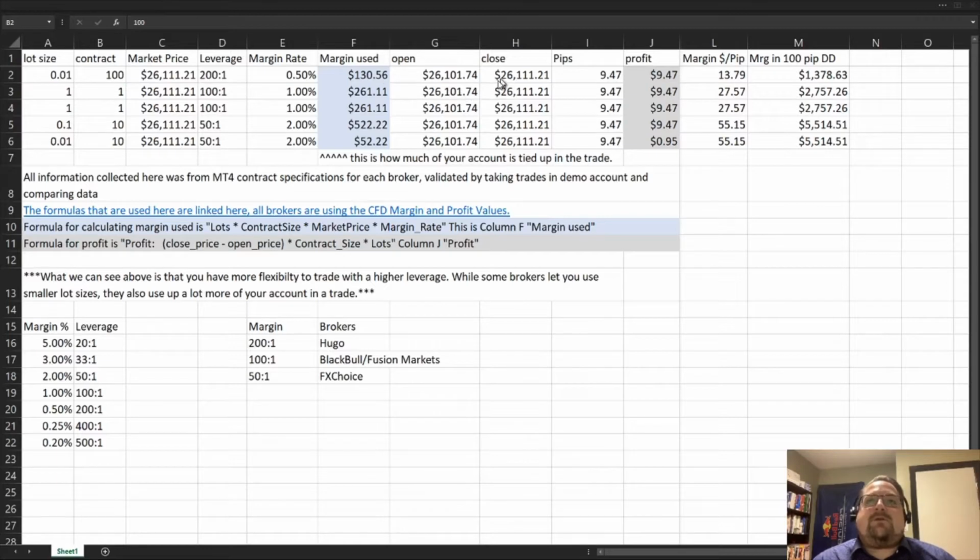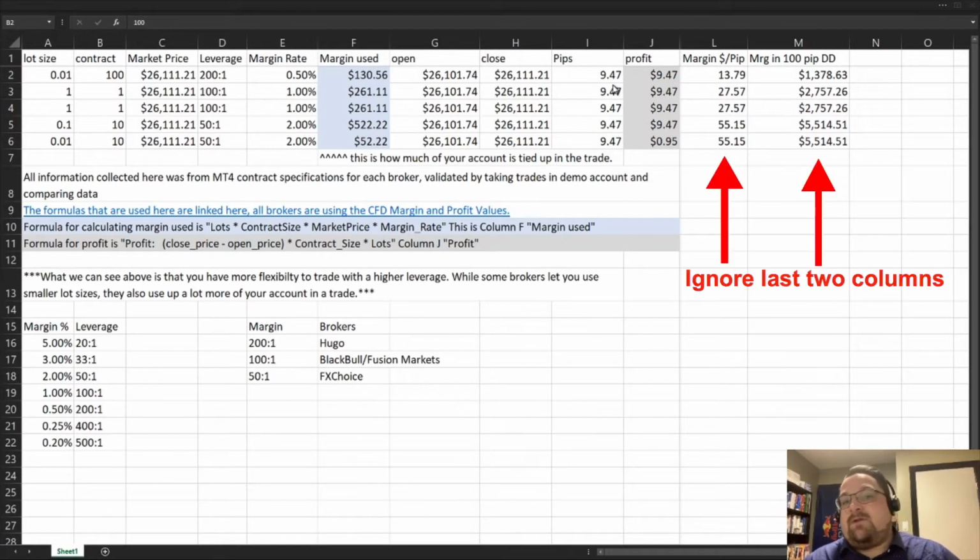This is just open and close. So I did some sample trades here with different margins, different leverage, but they're all the same number, right? We opened at 26,101.74. We closed the trade at 26,111.21. We went up 9.47 pips, which is a dollar per pip, equals $9.47. That's what you should see in your profit line in your MT4, right?